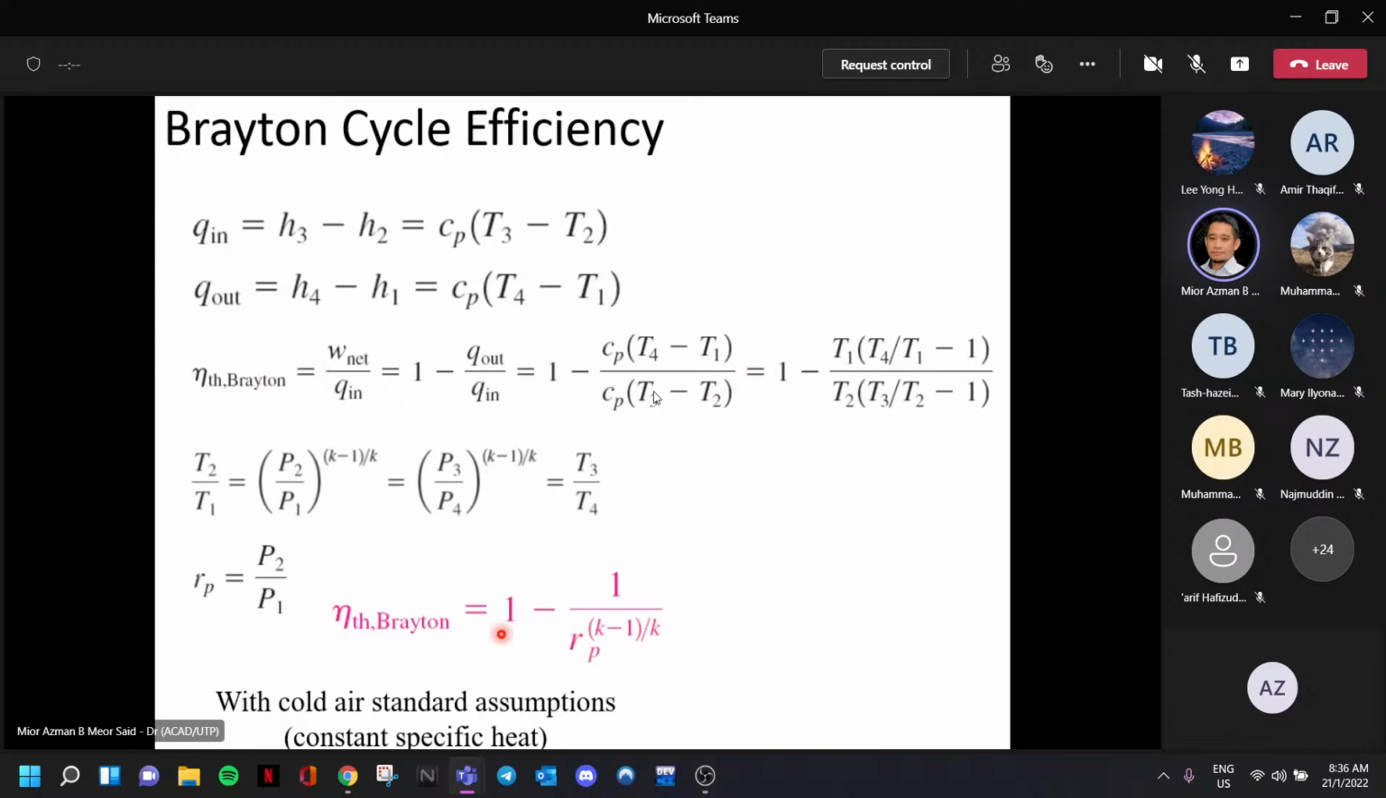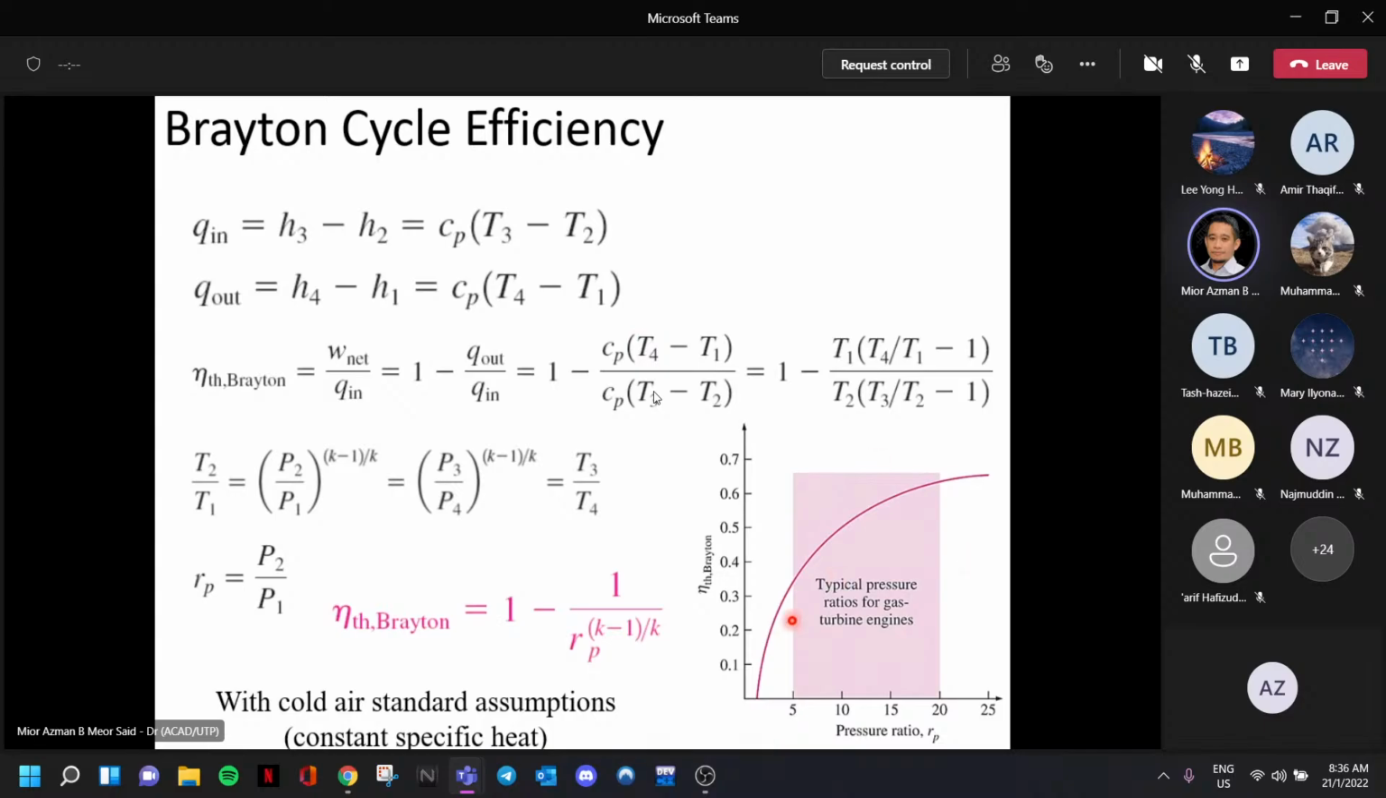Right, and you can put it back into the formula here. So you have the formula for the Brayton cycle efficiency: 1 minus 1 over the pressure ratio to the power of (k minus 1) over k. So this is the formula for constant specific heat or cold air standard assumption, where for air k is equal to 1.4, right? And the rp here, which is the pressure ratio, is in terms of P2 over P1. Okay, so this is the efficiency for Brayton cycle.